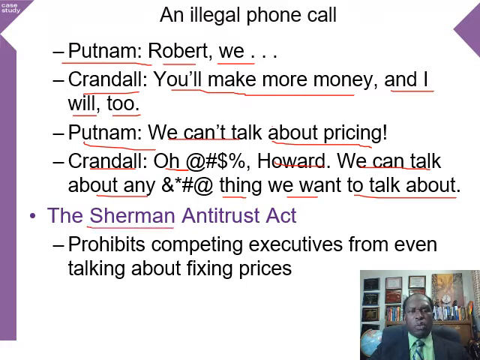So the Sherman Antitrust Act prohibited competitive executives from even talking about fixing prices. This is colluding, it undermines competition, which will increase prices and reduce the quantity supplied.